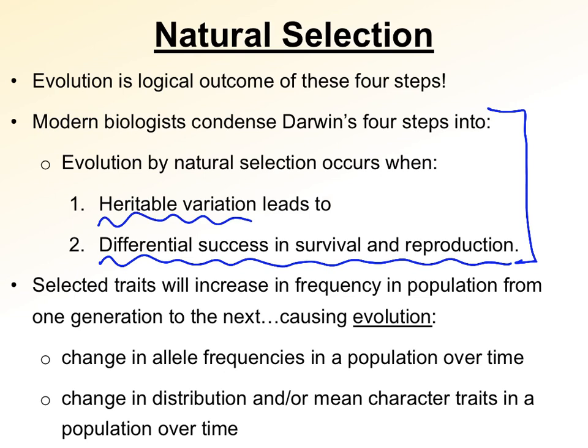And what happens is that these traits, which are inherited and allow you to survive and reproduce more, will then increase over time in the population, leading to evolution, which we know is the change in the allele frequencies, and also the change in the distribution and/or the mean character traits in a population over time.